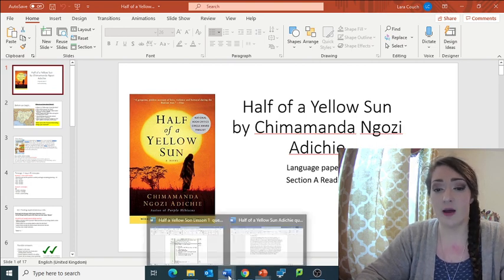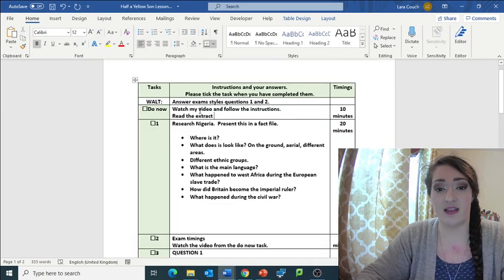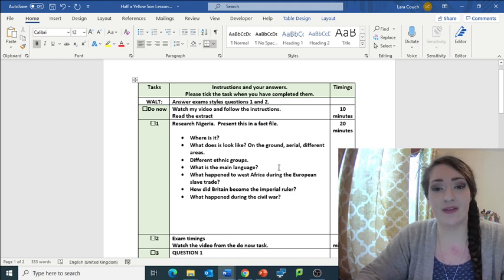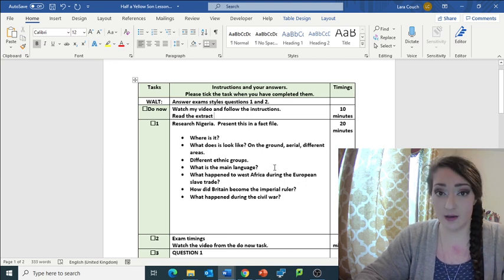Before explaining more about that, I want to explain the learning objective of the lesson today. So answer exam style questions 1 and 2. As I've said in earlier lessons, we're looking at language paper 1, section A, this half term. So we'll be looking in more detail at questions 1 and 2.